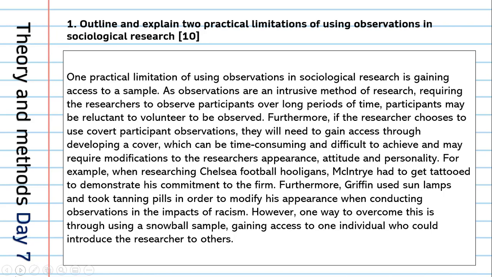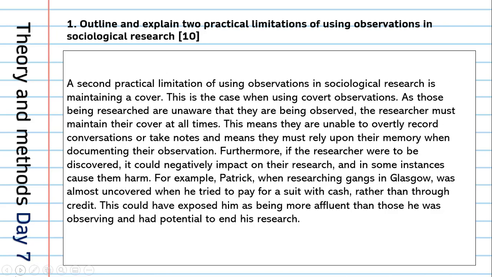However, one way to overcome this is through using a snowball sample, gaining access to one individual who could introduce the researcher to others. My second paragraph, a second practical limitation of using observations in sociological research is maintaining a cover. This is the case when using covert observations.